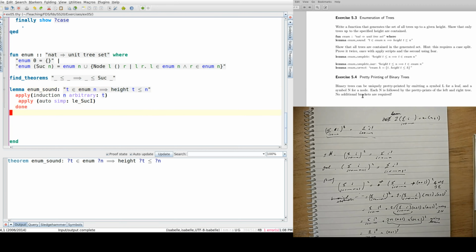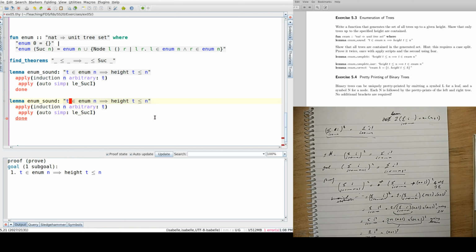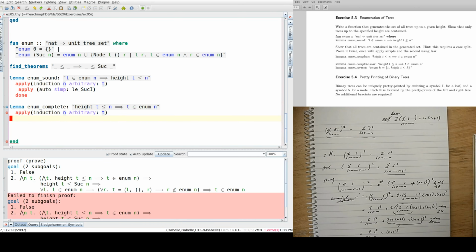So what that basically means is that it's the opposite of the soundness in this case. The implication is in the opposite direction. Okay. So if the tree has a height that's less than or equal to n, then it's going to be in the given set. Okay. So let us look into the proof. So it seems like we have a problem there.